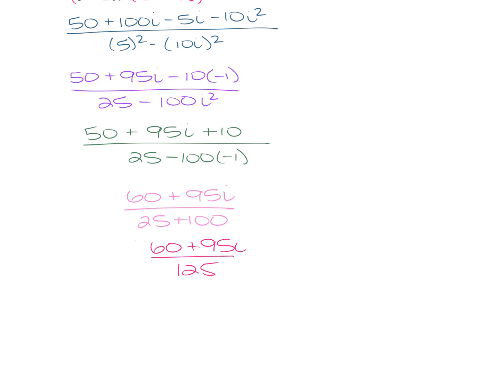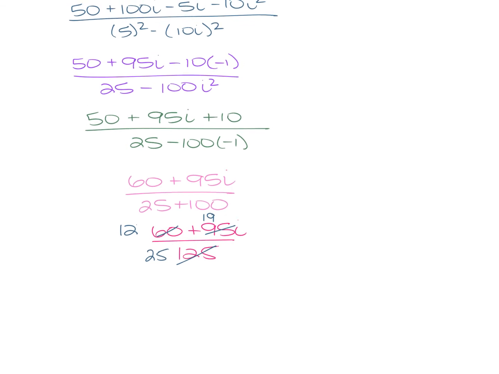Once again, all three of these numbers are divisible by 5, so we're going to divide all three by 5. We said on the one that we did before this that the 5 goes into 125 25 times. 5 goes into 60 12 times. 5 goes into 95. 5 goes into 9 once with 4 left over. Then that makes 45, so 19 times. So that's going to give us 12 plus 19i all over 25.